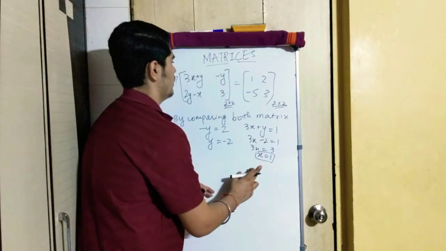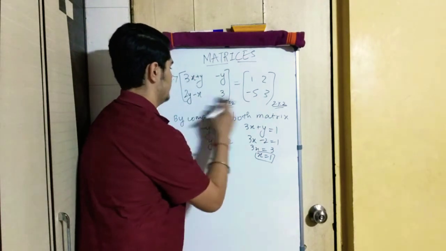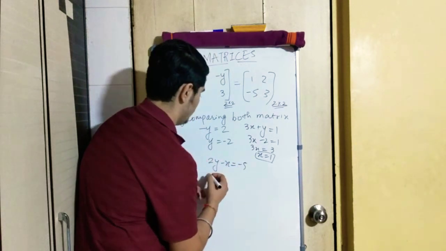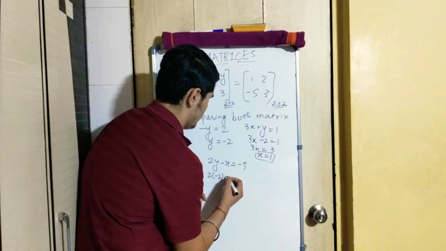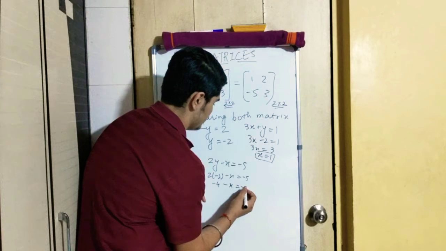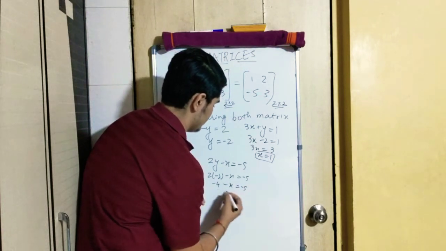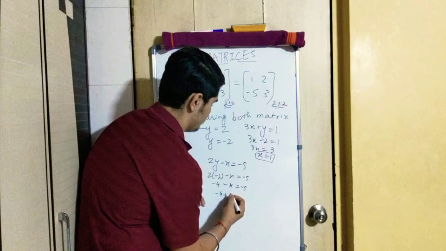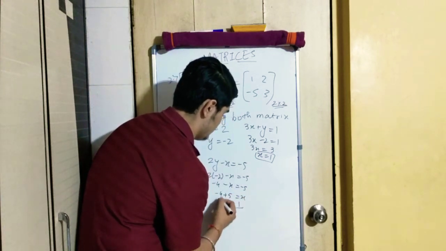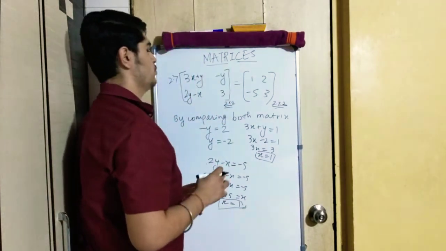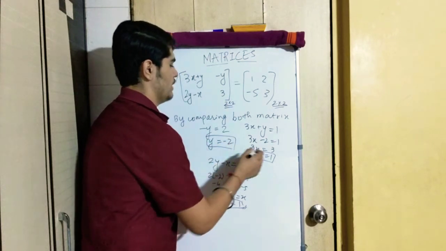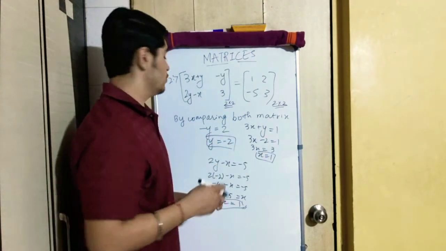If you want to check your answer, you can put the value of y in this equation: 2y minus x is equals to minus 5. So 2 into minus 2 minus x is equals to minus 5. Minus 4 minus x is equals to minus 5. If we take 5 here and x here, so minus 4 plus 5 is equals to x. X is equals to 1. Getting the same answer, you don't have to do it twice, just once. So we get y as minus 2 and x is 1. So you can copy it down.